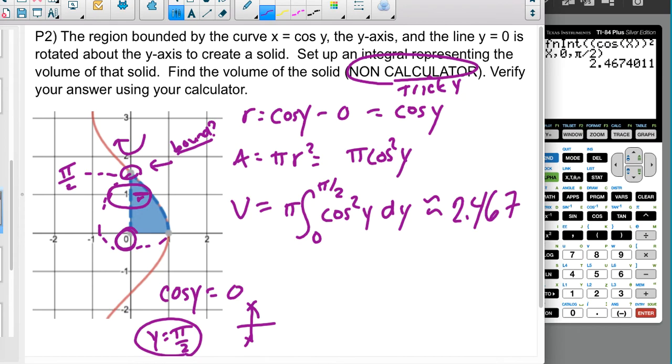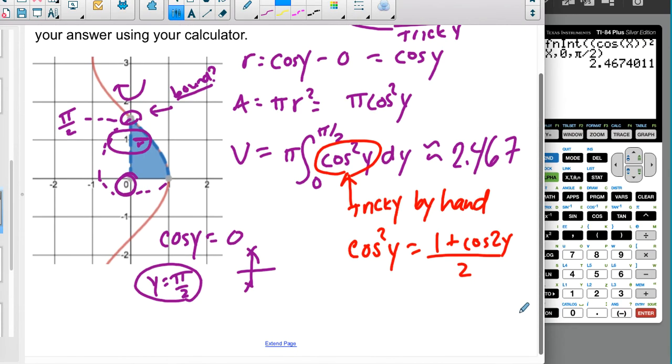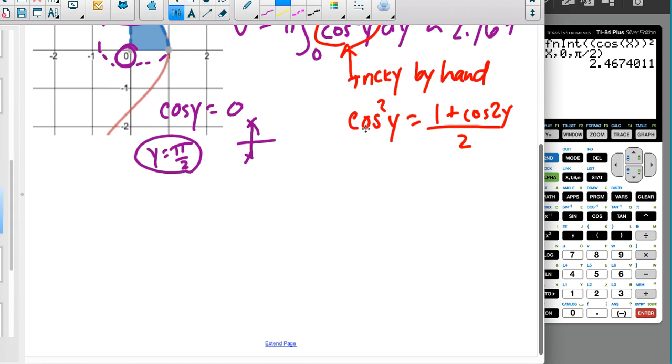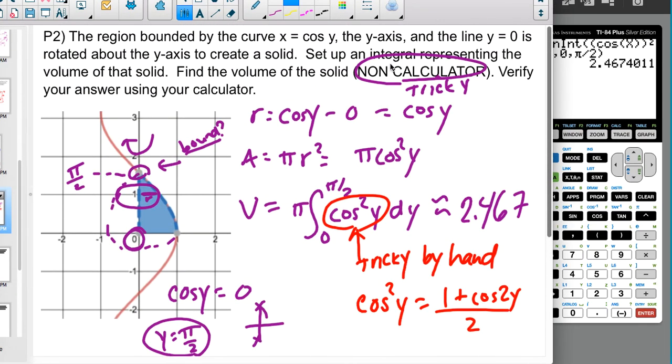But the trick is, if you wanted to do this by hand, so this is actually tricky by hand. If you want to do this by hand, you have to use what's called a power reducing formula. So you have to use that cosine squared y is actually 1 plus cosine of 2y all over 2. So if you were going to do this by hand, this is a pretty tricky one. So in all likelihood, I would probably not actually make this a problem by hand. I would probably make this a calculator question.